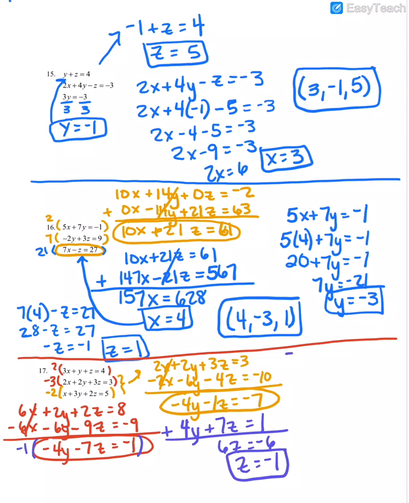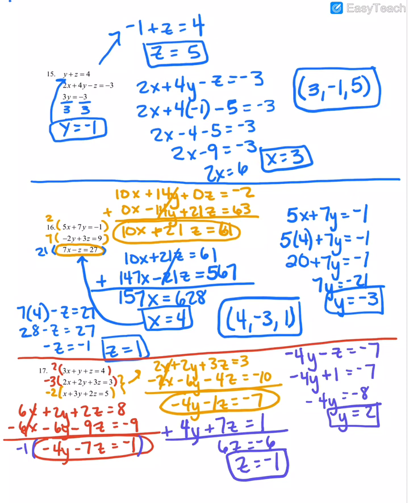So negative 4y minus z is equal to negative 7. Negative 4y plus 1 now, because it would be a negative 1, is equal to a negative 7. So subtract 1 more, and I get negative 8. So y is positive 2. And let's go find x.